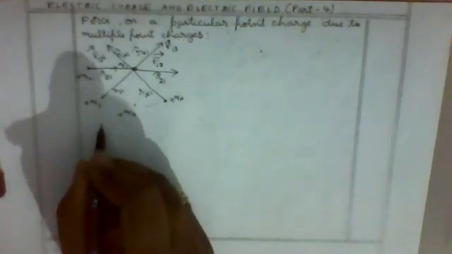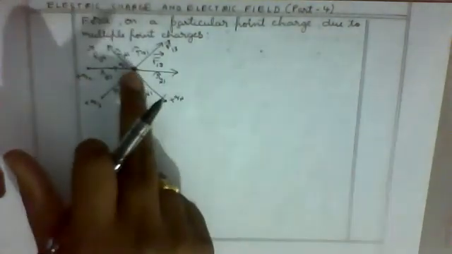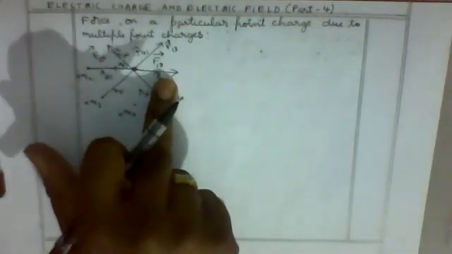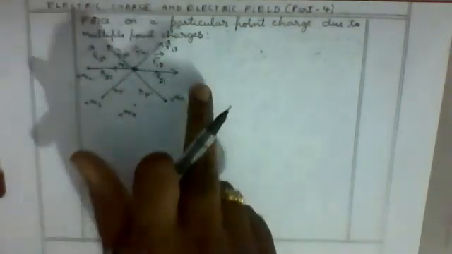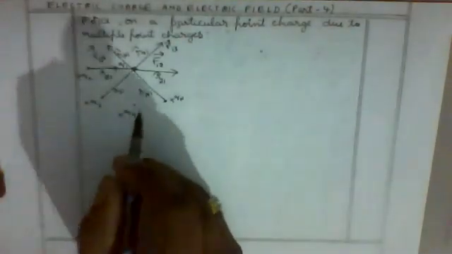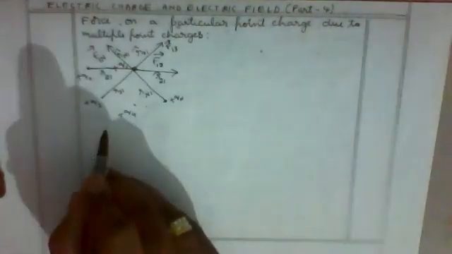According to Coulomb's inverse square law, the magnitude of force of attraction or repulsion between two point charges at rest is directly proportional to the product of the magnitudes of the two point charges and inversely proportional to the square of the distance between them. So here we have to use that formula.